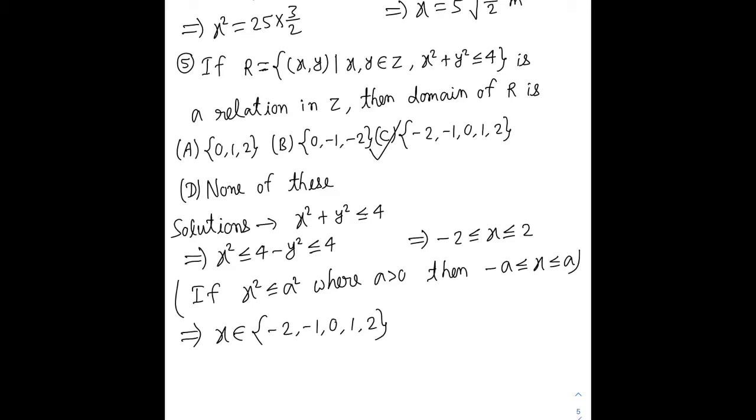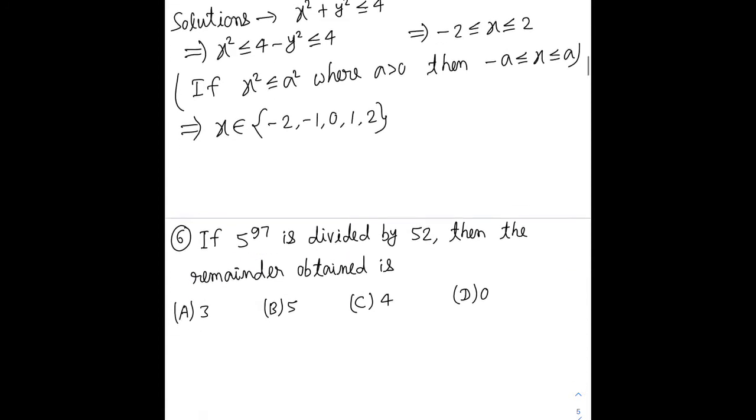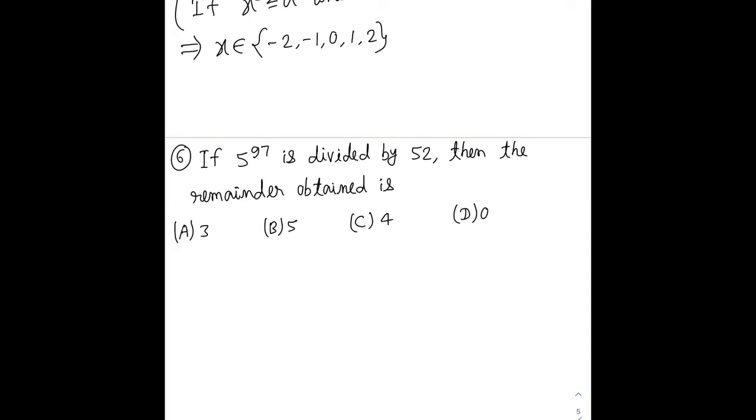Okay guys, next we will discuss question number 6. Question number 6 is, if 5 to power 97 is divided by 52, then the remainder obtained is. This question we can do easily by binomial theorem. In such questions we have to relate this number to the divisor. Divisor is 52, right? So you know 5 square.